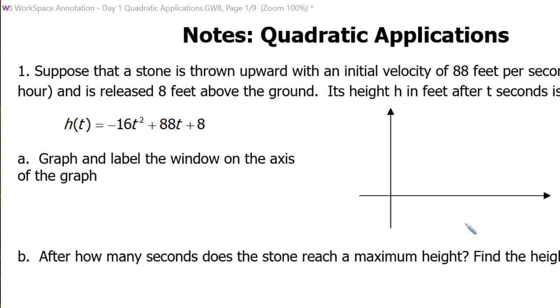Okay, so problem number 1 is that suppose that a stone is thrown upward with an initial velocity of 88 feet per second, which is 60 miles per hour, and is released 8 feet above the ground. Its height, h in feet, after t seconds, is modeled by the quadratic equation h of t equals negative 16t squared plus 88t plus 8. And part A asks us to graph and label the window on the axis of the graph.